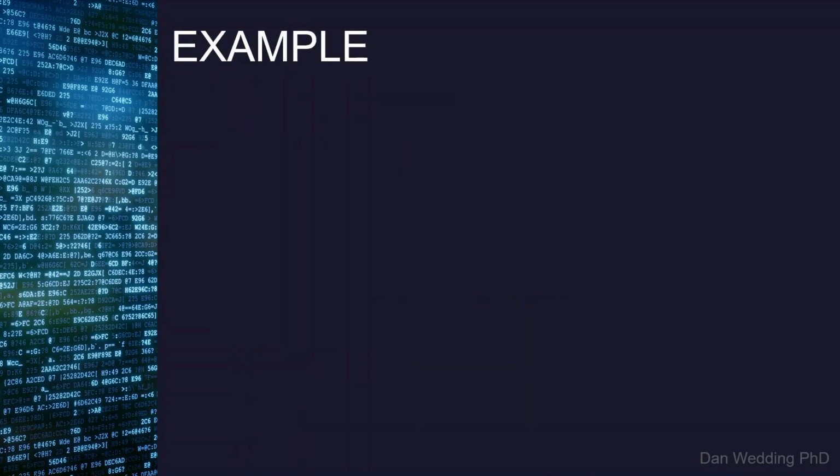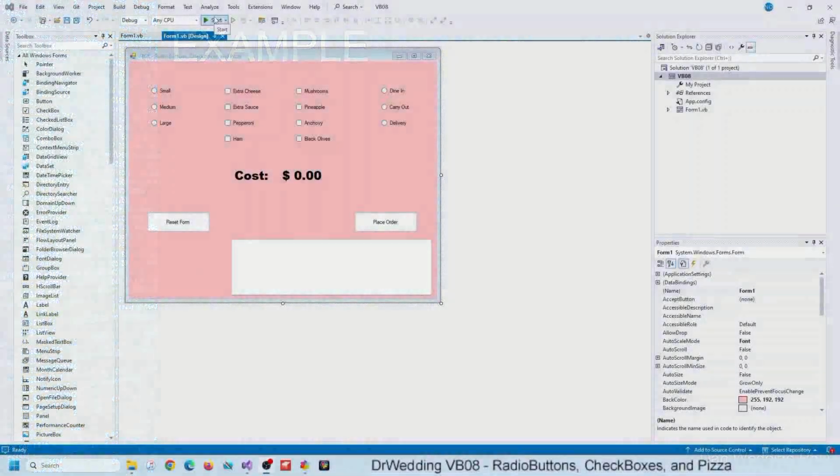Now I'm going to write a program to take orders for a pizza restaurant. The program will use radio buttons, checkboxes, and GroupBoxes. I have already opened up a new project named VB08. I have also designed a new form. This form has multiple radio buttons and multiple checkboxes on it. Before we start writing code, let's investigate how these work.